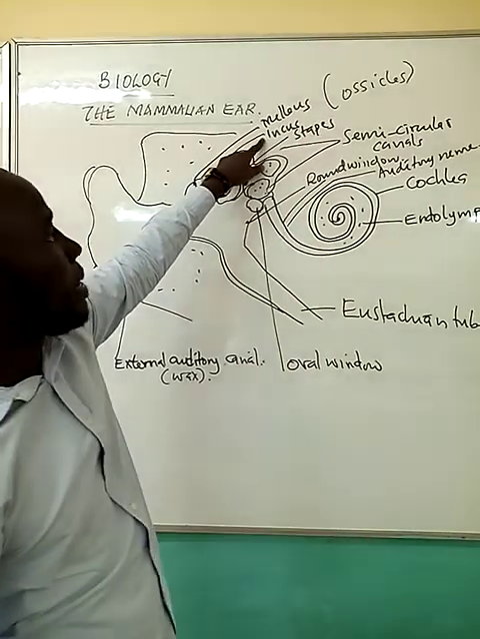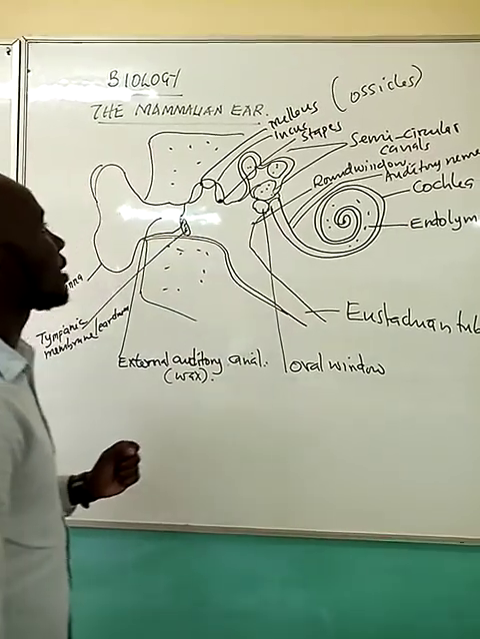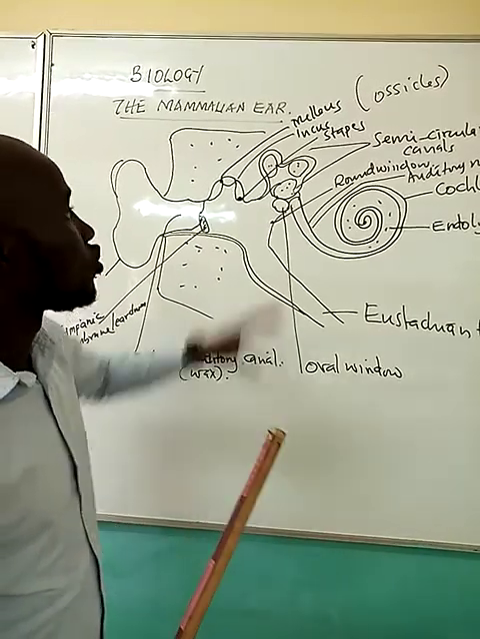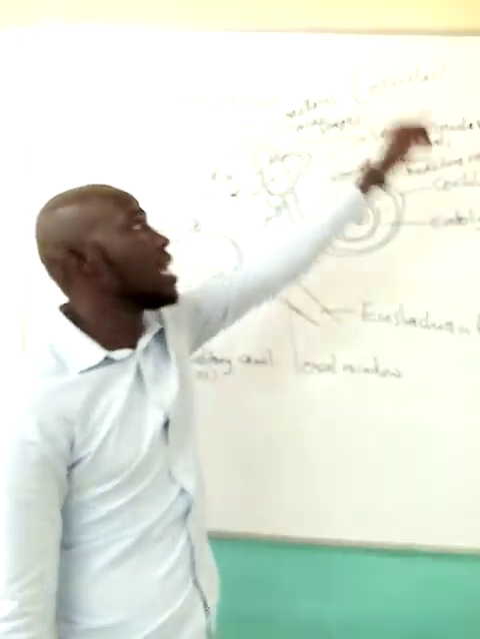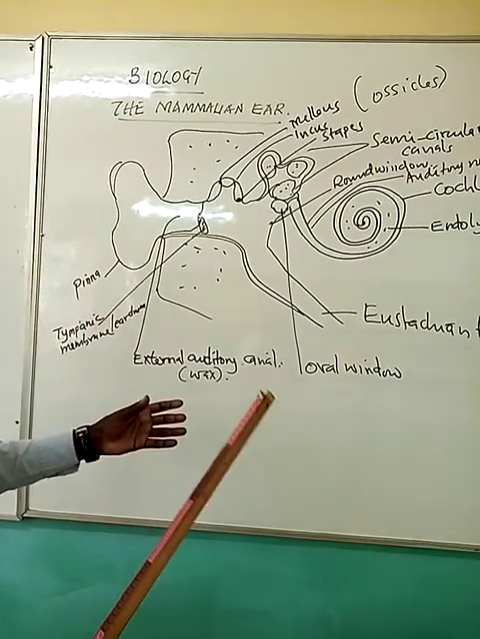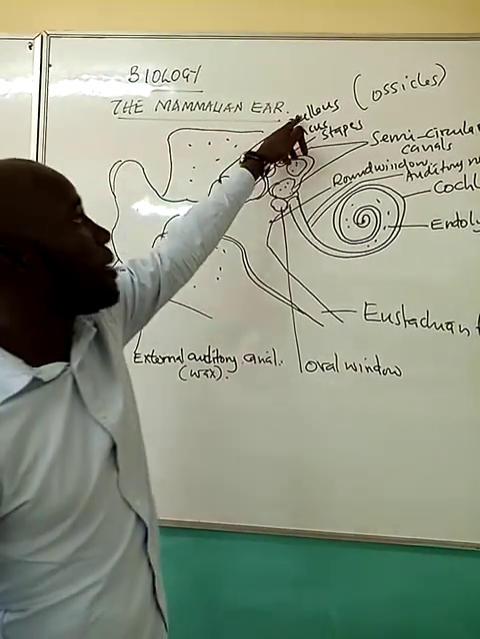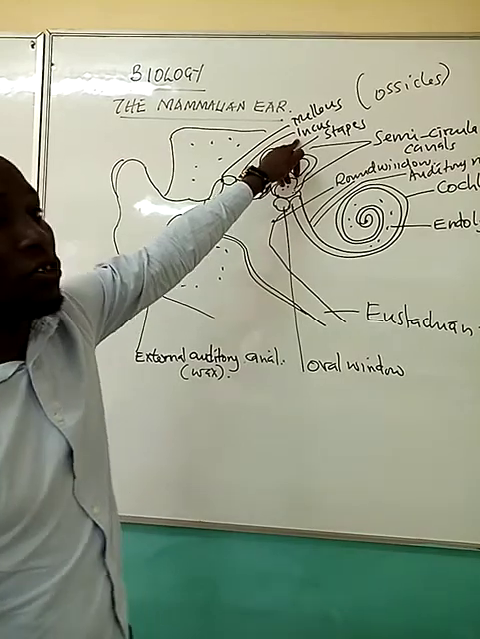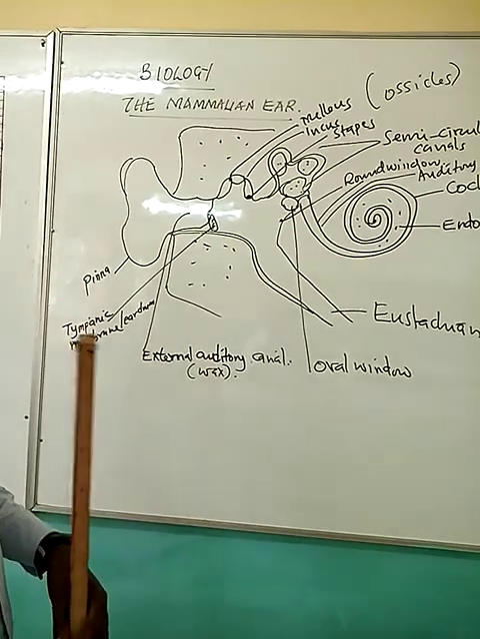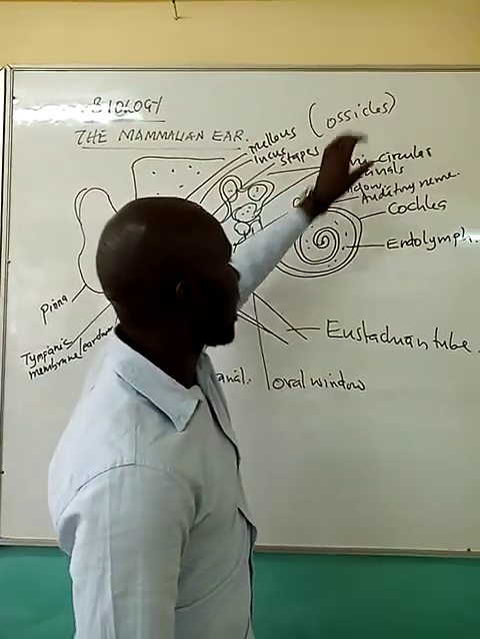The ear ossicles are made up of three small bones. These small bones are in order of their appearance, the way they occur. There is the malleus, we have the incus, and we have the stapes. Together, they form what we call the ear ossicles. So, once the sound waves have been changed into vibrations, as they are vibrating, they are taken to the ear ossicles. So the vibrations first of all hit the malleus, after which they are then transmitted to the incus, then we have the stapes.